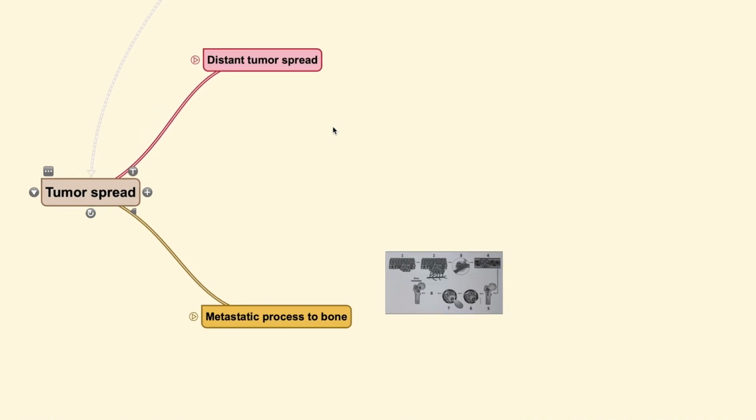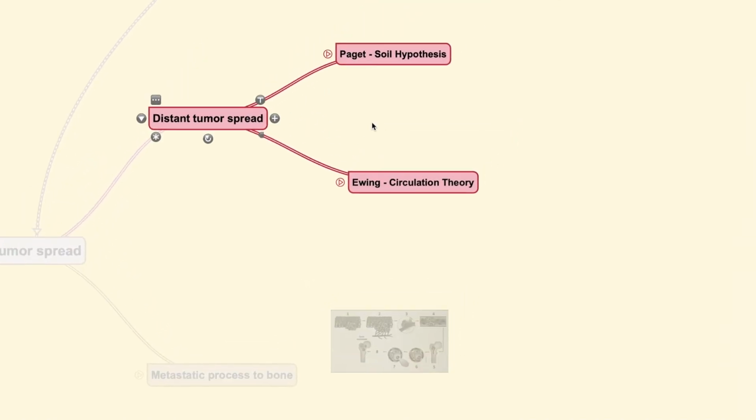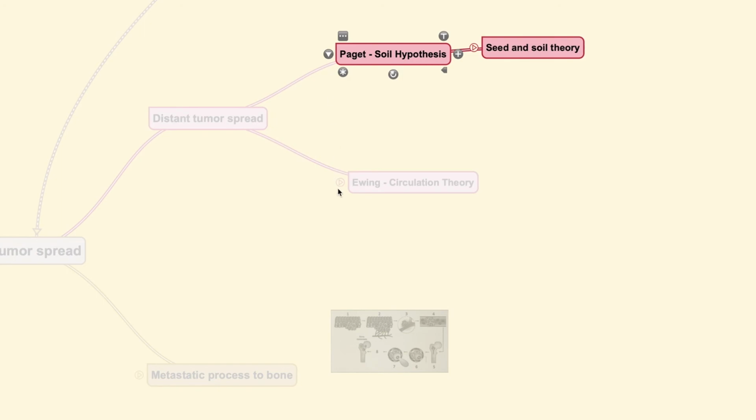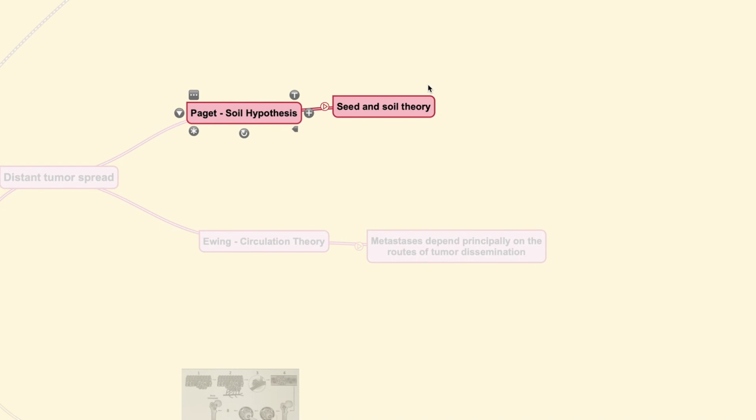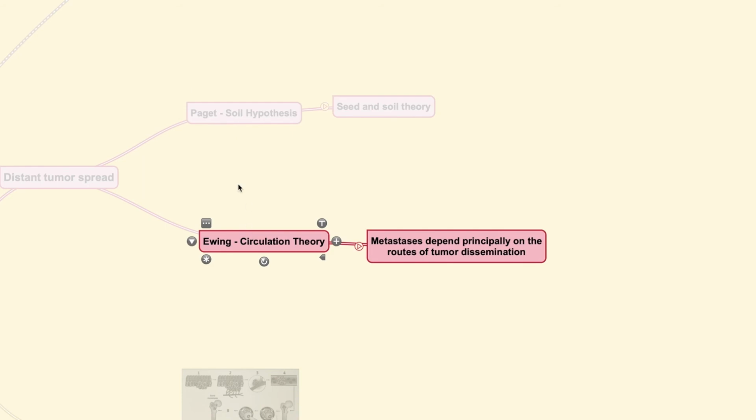The last topic I would like to include in this video is a brief explanation about spreading of the tumor. You need to know that the tumor is able to spread to a distant site because the tumor itself presents in several different theories, and one of the most popular theories that is being mentioned a lot in references and is a must to know in any exam is the Paget soil hypothesis or the Ewing circulation theory.